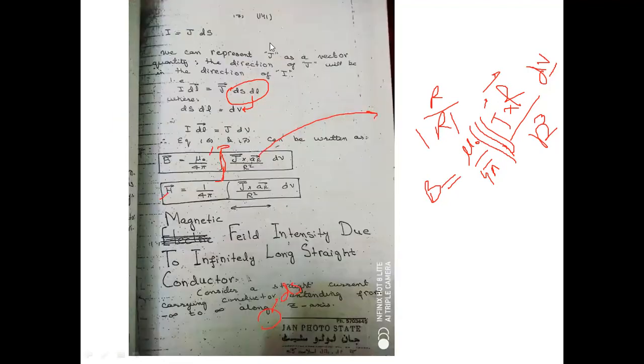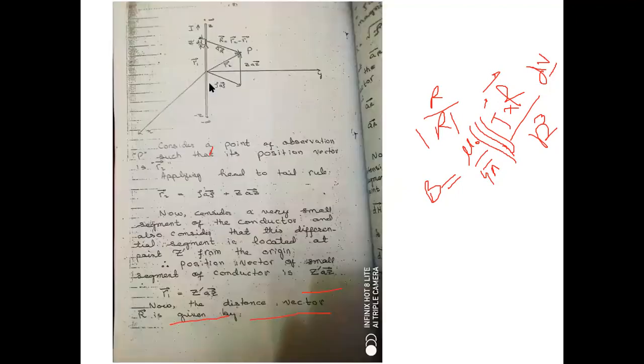So let's read out the theory of this topic. Consider a straight current carrying conductor extending from minus infinity to plus infinity along the z-axis. Consider a point of observation P, such that its position vector is R2 from the origin. According to the head-to-tail rule, R2 is equal to rho a_rho plus z a_z.